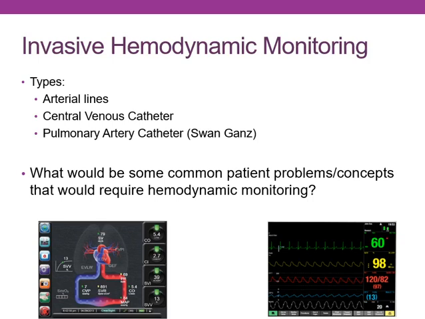We can just set up a pressure system to a central line and get central venous pressure, or we can have what's called pulmonary artery catheters or Swan-Ganz catheters that are threaded through the right side of the heart into the pulmonary artery. We see those mainly with our post-op hearts. So think about what patient problems or concepts would require that we would want to get hemodynamic monitoring. These patients are usually critically ill, and we need the most specific and the most accurate data we can give.